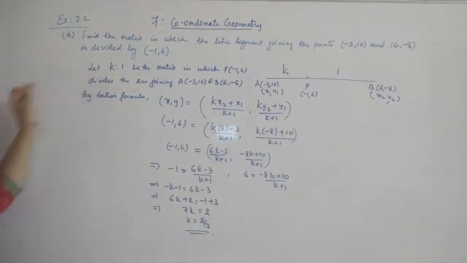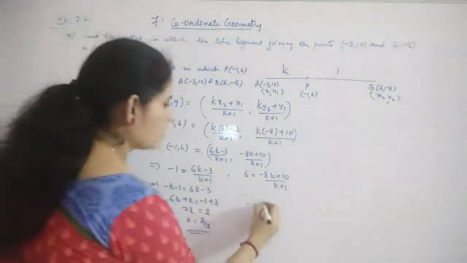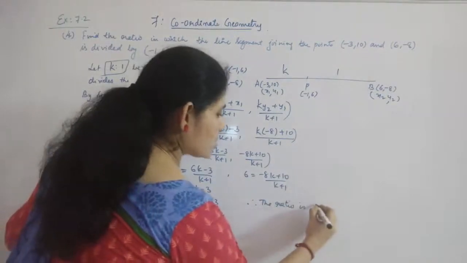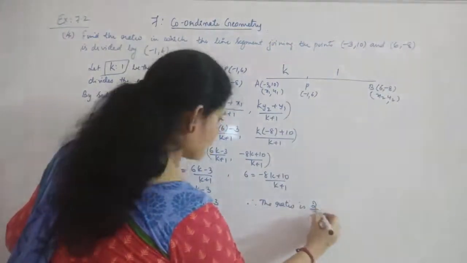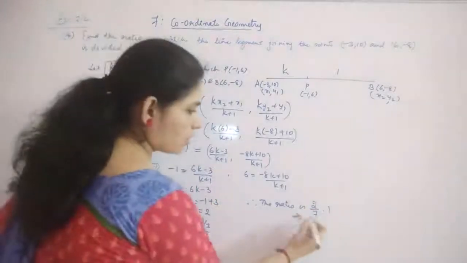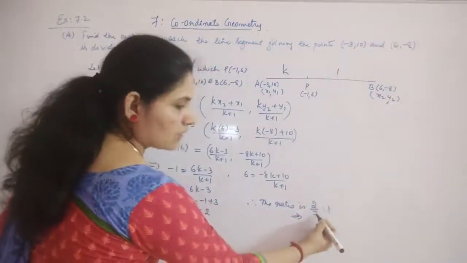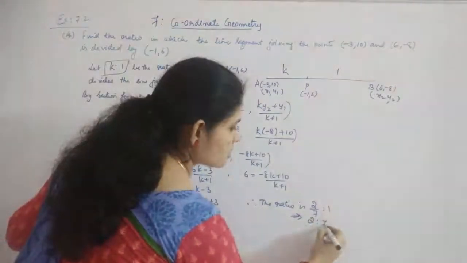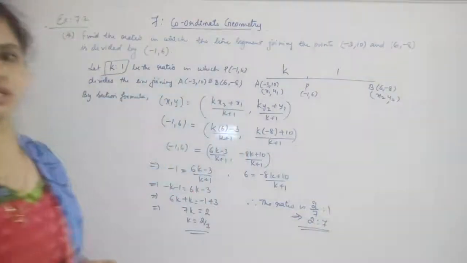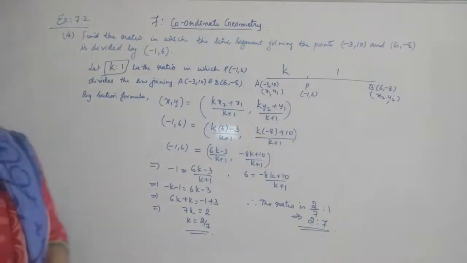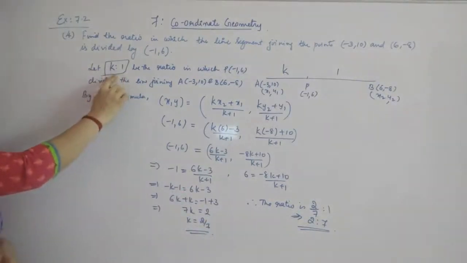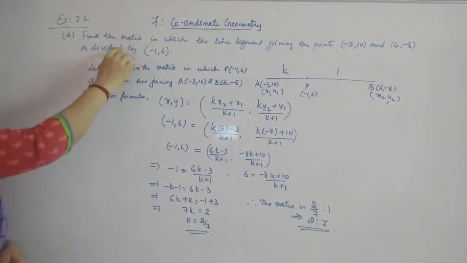Now the question was, what is your ratio, right? Therefore the ratio is k is to 1, so you will write 2 by 7 is to 1, or now you are just multiplying with 7 in order to remove this denominator, so that it will become 2 is to 7. So the ratio is 2 is to 7, and this is in the form m1 is to m2, right? So every time you just take this as the ratio if you have to find out, that is k is to 1.